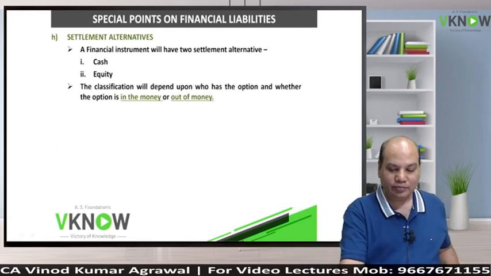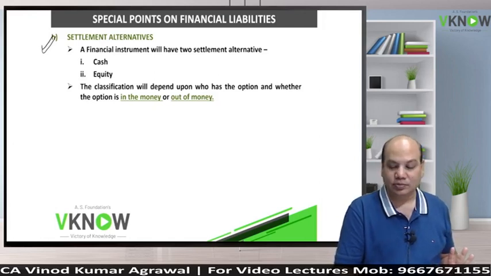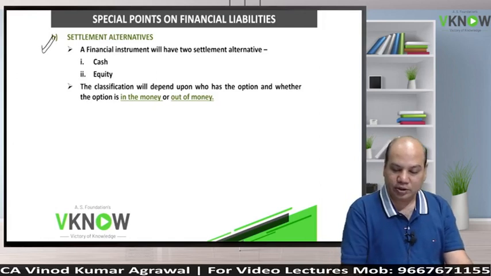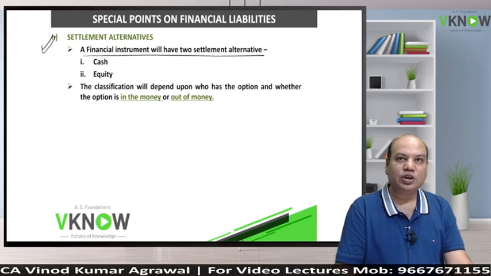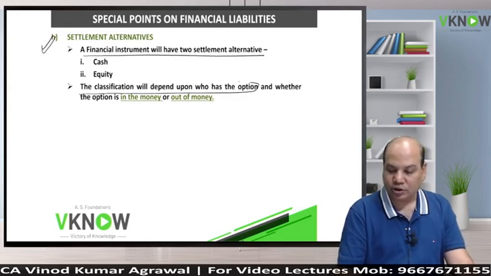Next point, important point, put a tick mark, because on this we are going to solve a few questions after some time. Settlement alternative. Settlement alternative means a financial instrument can give you two settlement alternatives, like an optionally convertible debenture. An optionally convertible debenture gives the holder two options. Either he can go for cash or he can go for equity. The classification will depend on who has the option.